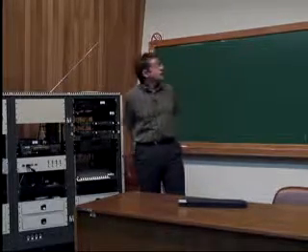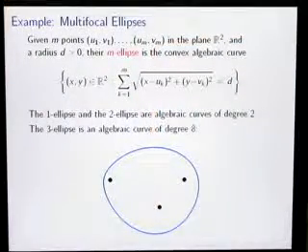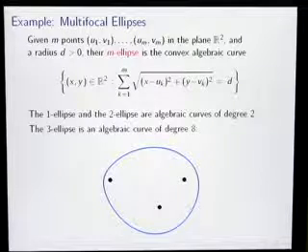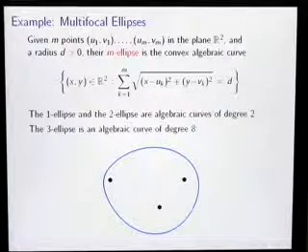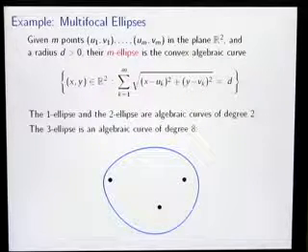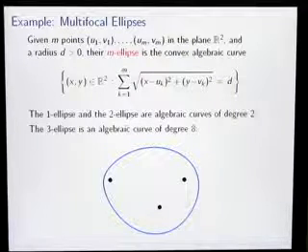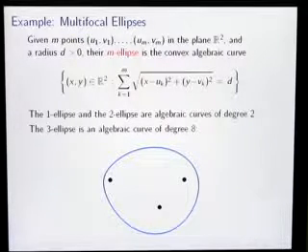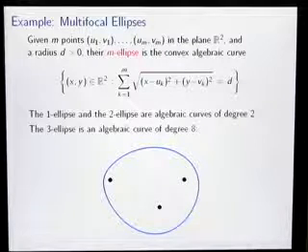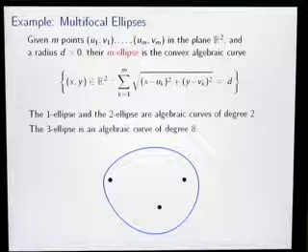Here's a picture of the 3-ellipse. So again, the definition: I plot 3 black points in the plane, and I fix a radius, and then I draw all the points that have a constant distance sum to the foci. It turns out that the 3-ellipse is an algebraic curve of degree 8. If you write down the unique, up to scaling, irreducible polynomial that vanishes on this blue curve, it turns out to be a polynomial of degree 8.